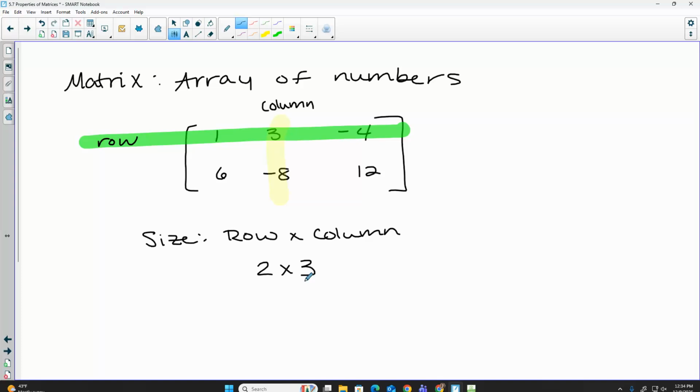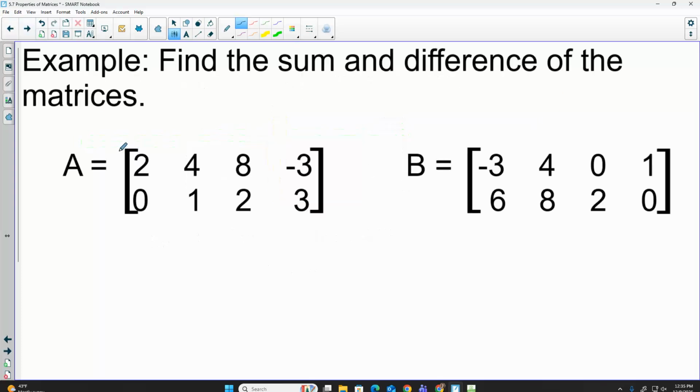For basic operations, adding and subtracting, you can do as long as the matrices are the same size. So they have to have the same number of rows and columns. Otherwise, you wouldn't be able to solve it. So if I ask to find the sum and difference here, what's the size of matrix A? 2 rows and 4 columns. What about matrix B? 2 by 4. They're the same size. That means we can add and subtract. Our answer will still be 2 by 4.